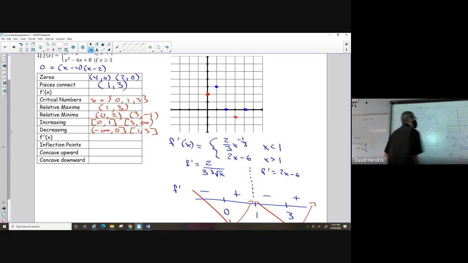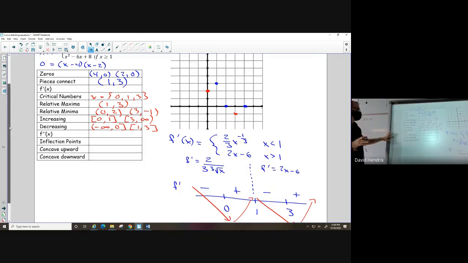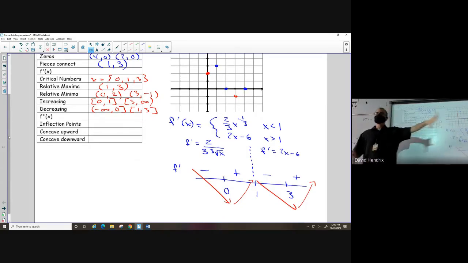So notice, the things that I plugged into the original, they're going to be able to go on the graph, right? Those are points that we're going to be able to put on the graph. Questions over that? Anybody have any questions over the first derivative? Anything the first derivative can tell you?